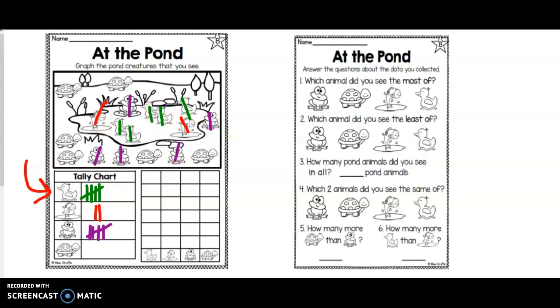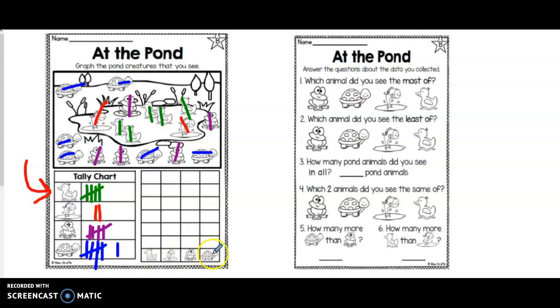And then last of all is turtles. We're going to count those. 1, 2, 3, 4, 5, and 6. So I will make 6 tallies. 1, 2, 3, 4, 5, and 6. Okay, like I said, that part is what you're used to doing, tallying the amount that you see in the picture. The next step that we're going to do is turn it into a bar graph.